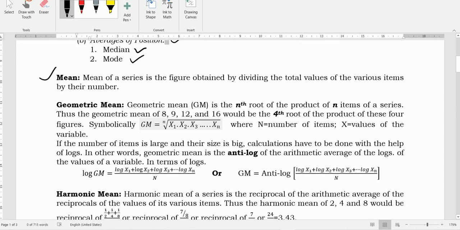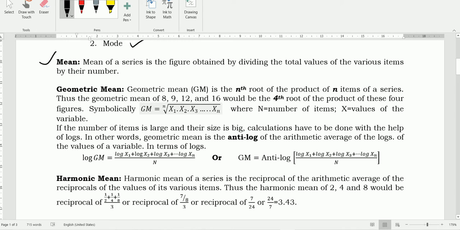And next we have this geometric mean. So geometric mean, GM, is the nth root of the product of n items of a series. Thus, geometric mean of 8, 9, 12, and 16 would be the fourth root of the product of these four figures. That means geometric mean of this 8, then 9, then 12, and 16 will be the fourth root of the product of these figures.